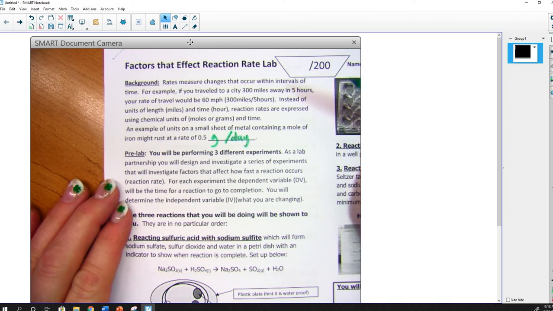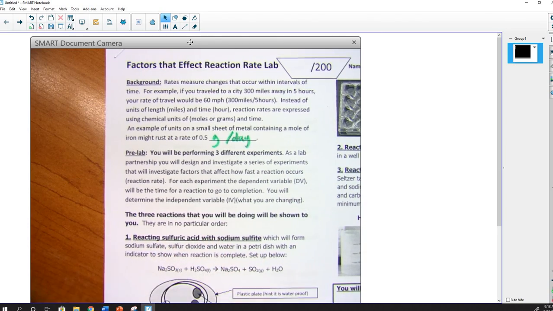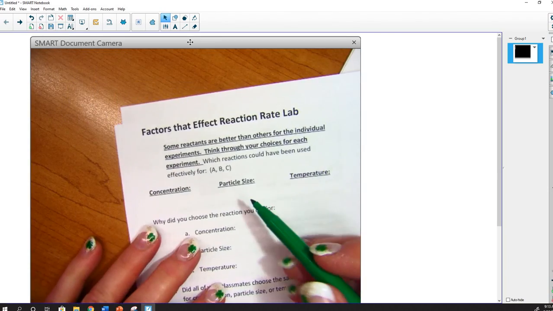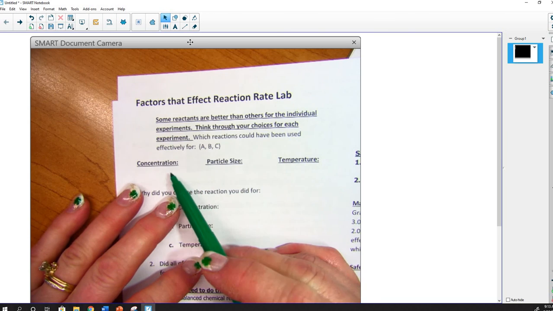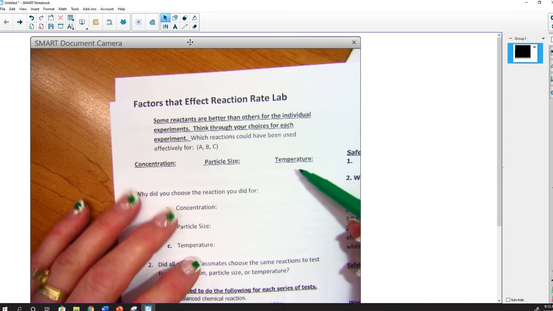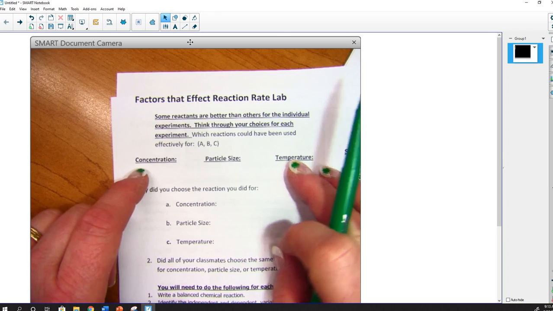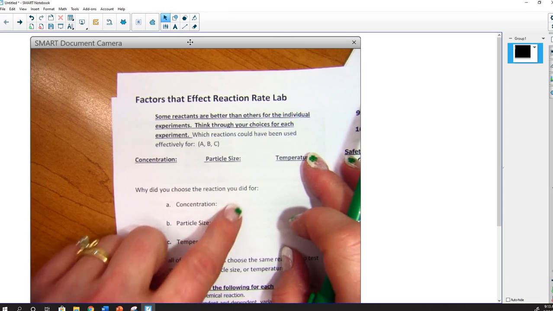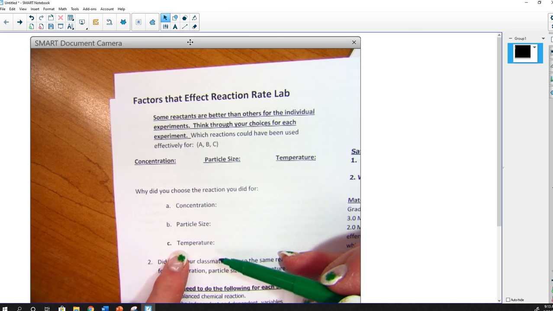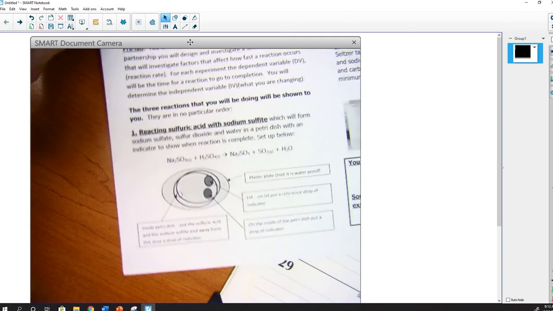Okay, so I'm going to show you these three different labs. The labs are on the front here, but on the second page, I want you to be thinking about which ones you could change in concentration, which ones you could use to change particle size, which ones you could use to do temperature. As you're on this page, write down, oh, I could use A, B, and C for this. And then I want you to choose which one you're going to change. Okay? So I'm going to go over this next page and sort of go through it with you.